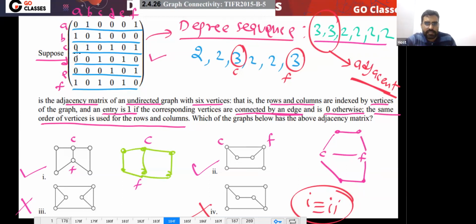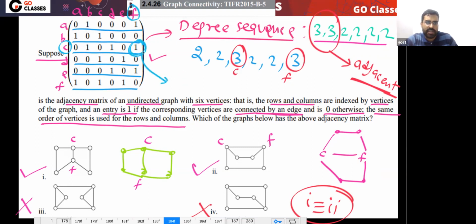This vertex C has degree 3. This vertex F has degree 3. You can check that they are adjacent. You can notice C comma F. This is C, this is F. Are they adjacent? Look at them. Yes, they are adjacent.